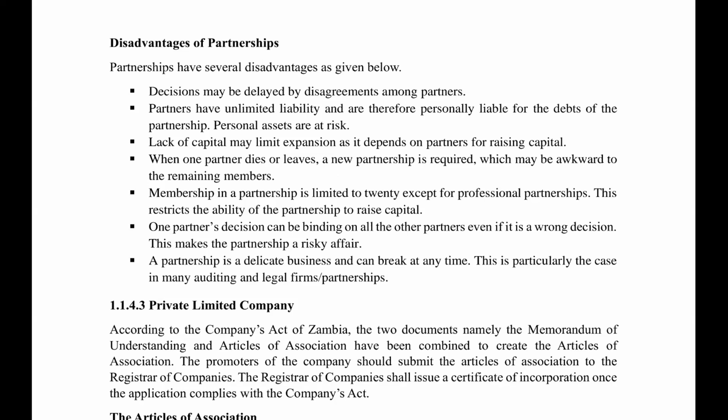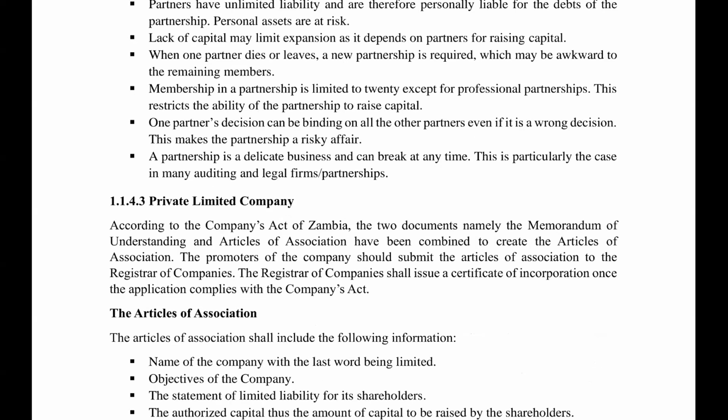We have the third form of the business system, which is the private limited company. Here you now pay attention. It's a little bit different from sole proprietorship and partnership. According to the laws of any land, the memorandum of understanding and the articles of association have to be combined to create the articles of association. So the promoters of the company should submit the articles of association to the registrar of companies.